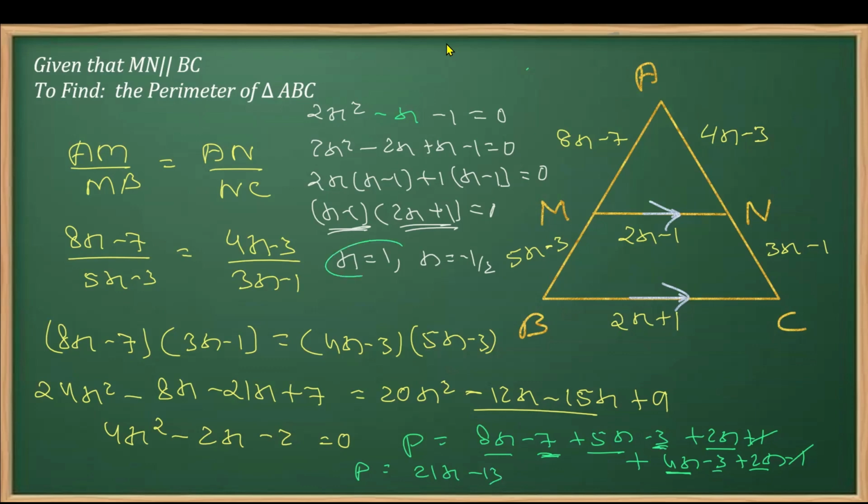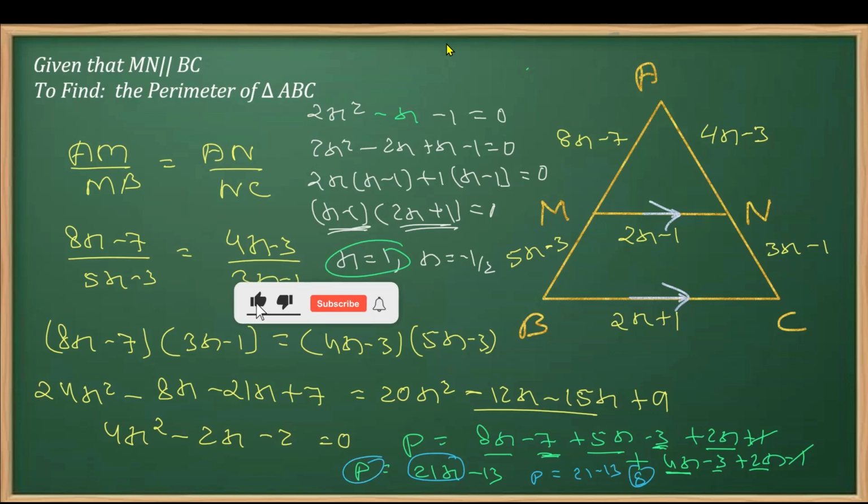Now if I plug in x as 1, we get 21 into 1, which is 21, minus 13. That gives us 8. So the perimeter of this triangle is equal to 8 centimeters, or 8 units, because no unit is given. So 8 is the answer for this question.